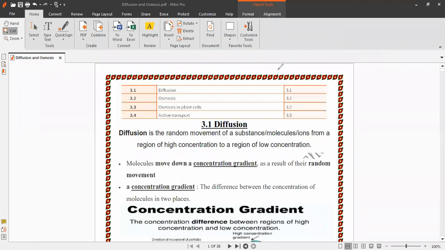The topic of today: diffusion, osmosis, and osmosis in plant cells. Let's start with diffusion.